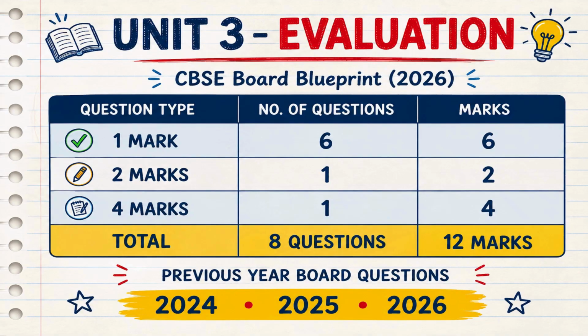This is the blueprint of this chapter where we are going to have 1 mark, 2 mark and 4 mark questions. The number of 1 mark questions is 6, so total 6 marks. For 2 marks, the number of questions is 1, and 1 question from 4 marks. So total 12 marks will be there from this chapter, including 8 questions.